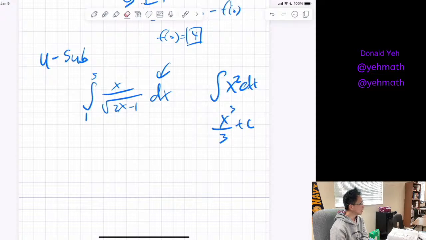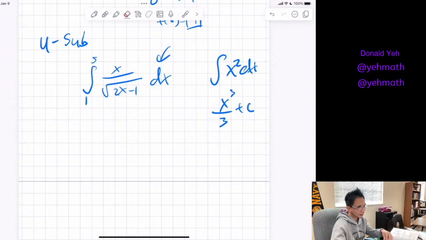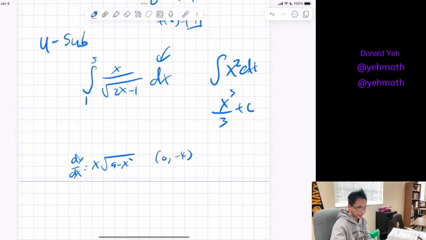Is it just U substitution? Yeah, you're gonna have a lot of U substitution. I'm just asking if there's any more. I can give you something different. I can give you a definite integral one or finding equation one. So I can give you something like dy dx is equal to x square root of 9 minus x squared, and I have the point 0, negative 4. I want to find the original function. You know how to do that? Okay, go ahead and do it.